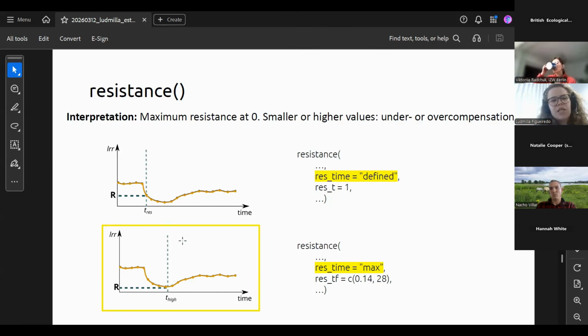And you can imagine that the way you interpret it is that the maximum resistance is at 0, meaning your system didn't change, basically. And if you have values higher than 0, then you have under or overcompensation of your system. And again, this is how the function looks. So these three dots mean that you still define your type, your response, but you add these special arguments, and then you still need to define how the data looks.